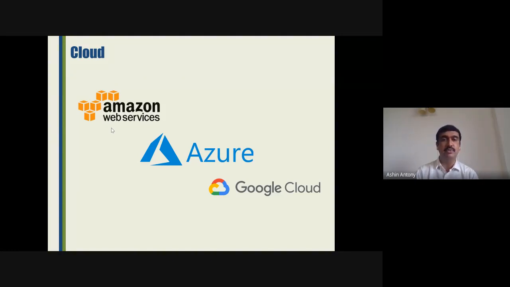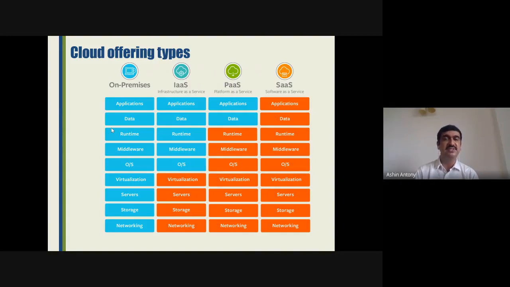So you will be able to learn those, but how they are implemented and how they are useful is something that we'll quickly touch upon. For instance, first you need to understand the differences between an on-premise, infrastructure as a service, platform as a service, and software as a service system, right?